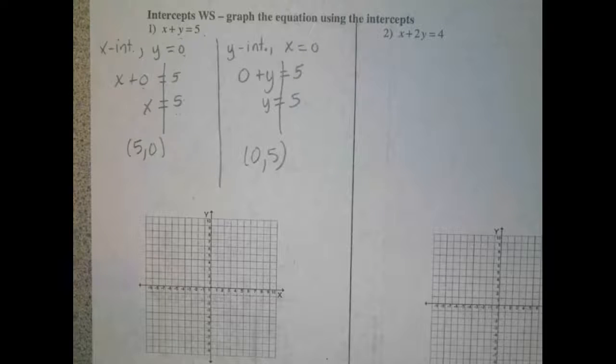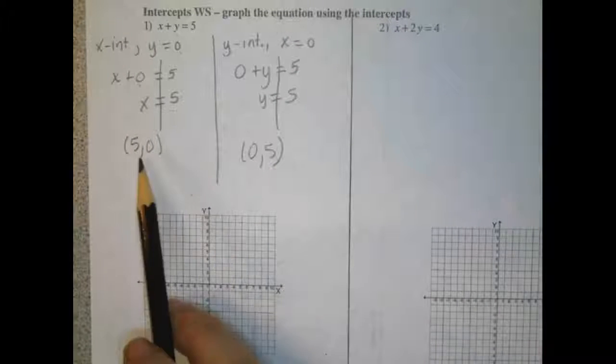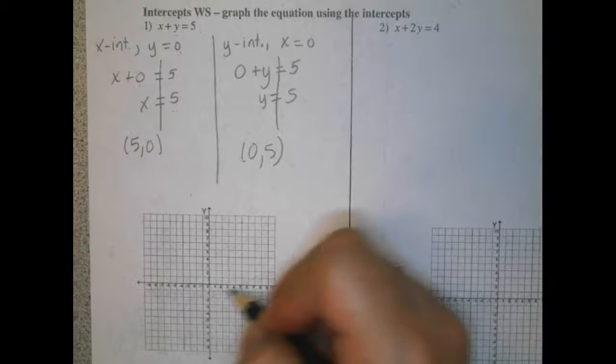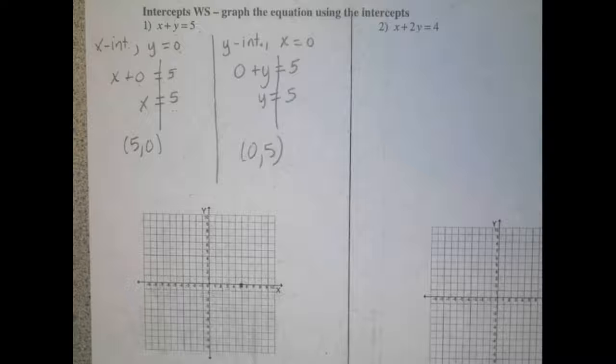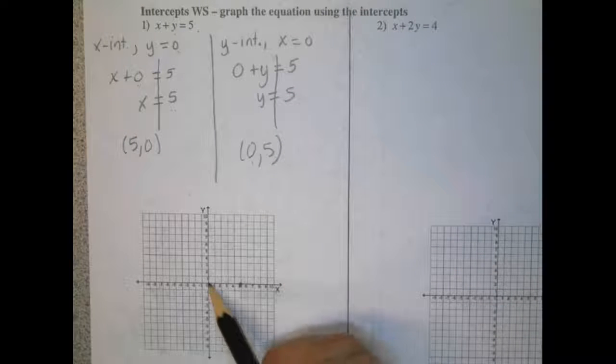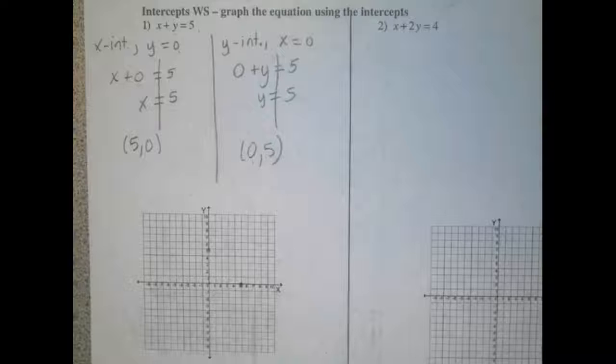So I'm going to go ahead and graph this, right? So my first one, x is 5. So from my point of origin, I'm going to find where x is 5. Y is 0, so that's my point there. My second one, this time x is 0, so I don't move left or right, but my y tells me I move up 5. That's my point there.